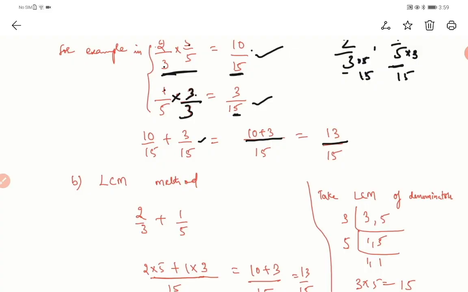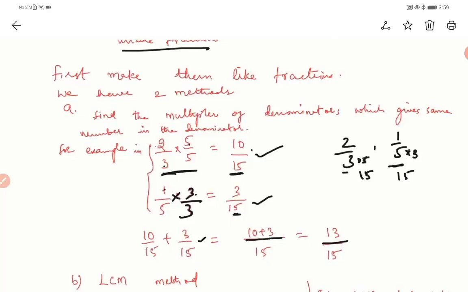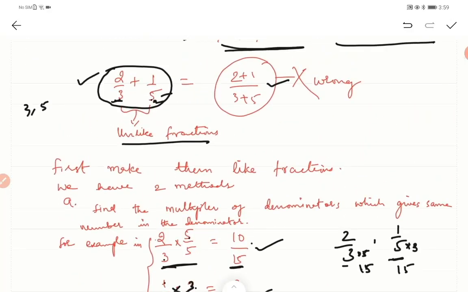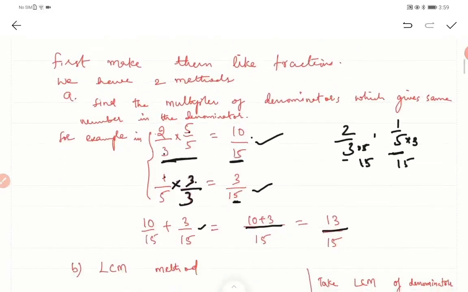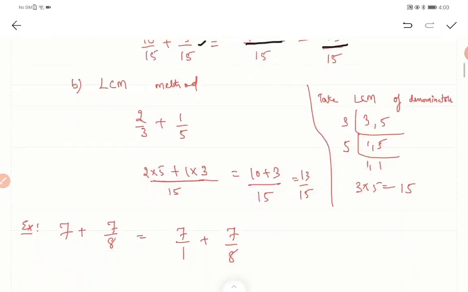Welcome again, students. In the last video, we were discussing how to add two fractions, isn't it? So, if they are unlike fractions, we first convert them into like fractions, like how we did here, 10 by 15 and 3 by 15. Here we used multiples, which make the denominators equal, isn't it? Here 15, here 15. We made 2 by 3 as 10 by 15 and 1 by 5 as 3 by 15. The same thing you can do by the LCM method.